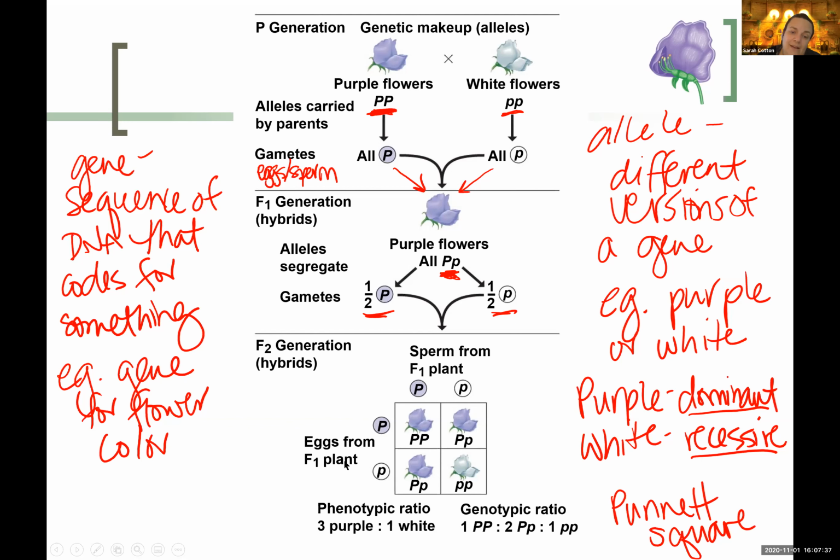Okay. All right. Now, if we're looking at a female of this generation, right? Half of her eggs are going to have a big P. Half of her eggs are going to have a little p. So we put a big P and a little p. Now, once again, it's conventional to list the dominant ones first.